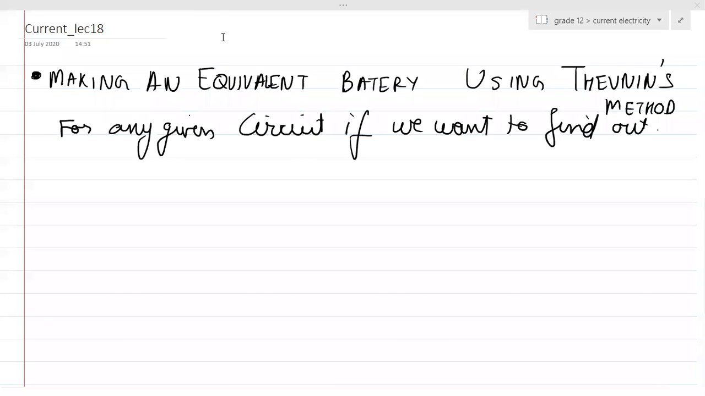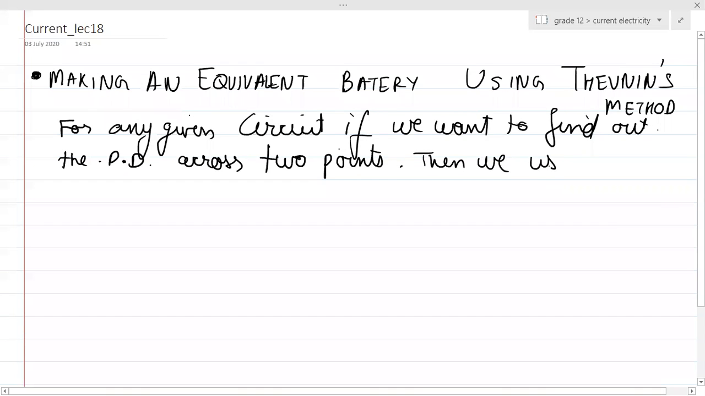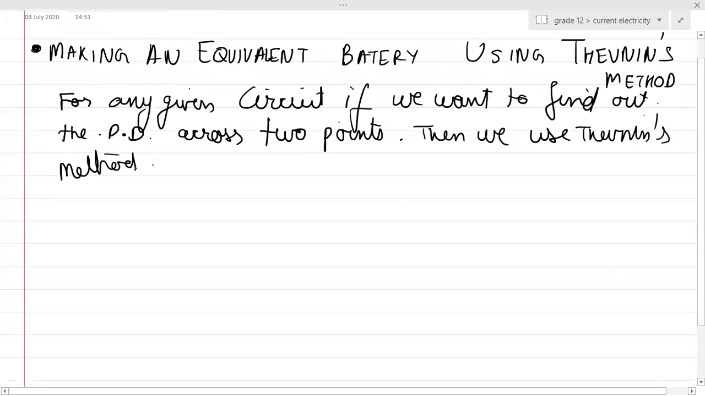For any given circuit, if you want to find out the potential difference across 2 points, then we use Thevenin's method. Okay. So basically, we try to find out. For example, I'll give you this question. With the help of examples only, we'll be able to solve every type of question.